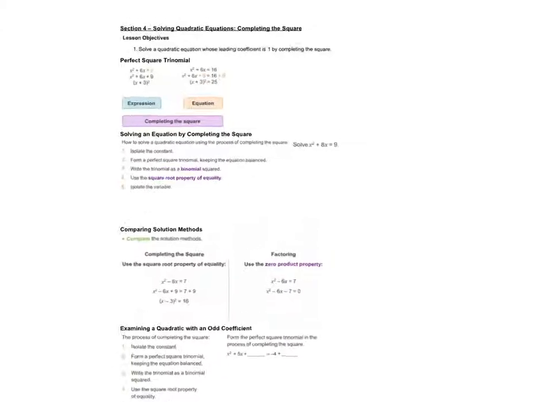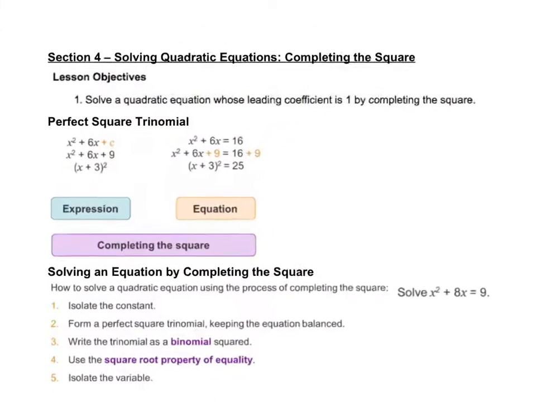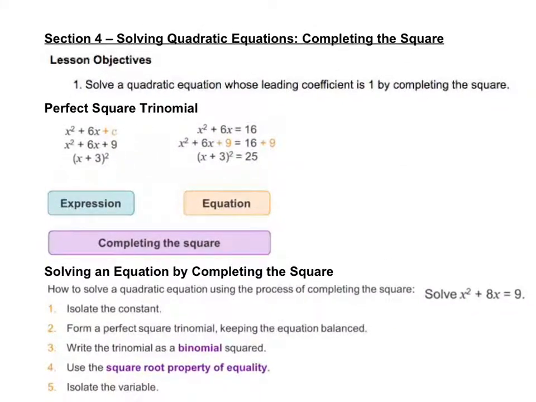This is a video over Unit 9, Section 4, and we're going to be talking about solving quadratic equations by completing the square. This is a very powerful way for us to solve quadratic equations, okay? And what we first need to understand is the concept of a perfect square trinomial, okay?